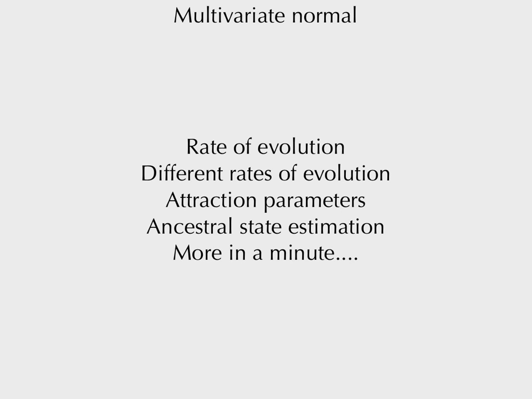So with this multivariate normal, these are all different questions, right? You can look at different rates of evolution. So this is a single rate of evolution, different rates of evolution, attraction, state estimation, even more. Okay. So again, it's a very, very simple model, but it allows us to have a lot of power in what we can do with the phylogeny. Answer questions.